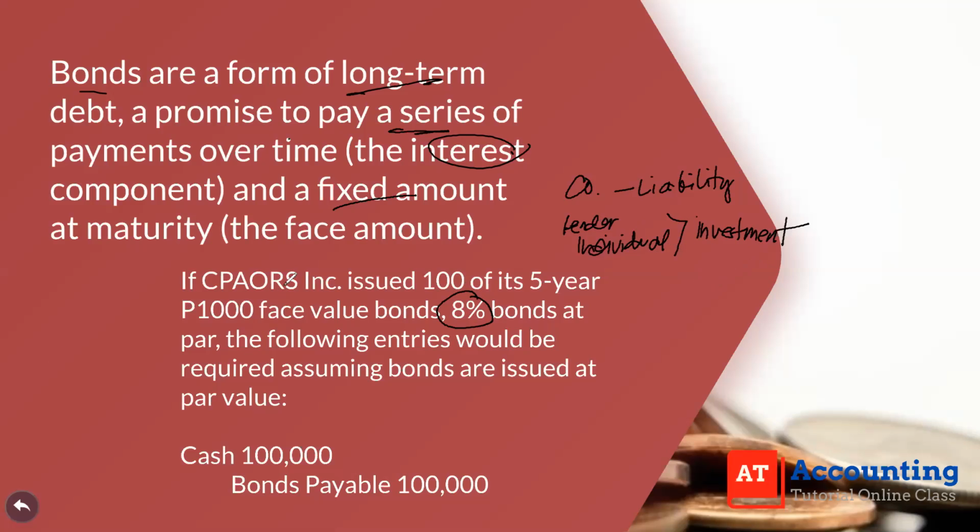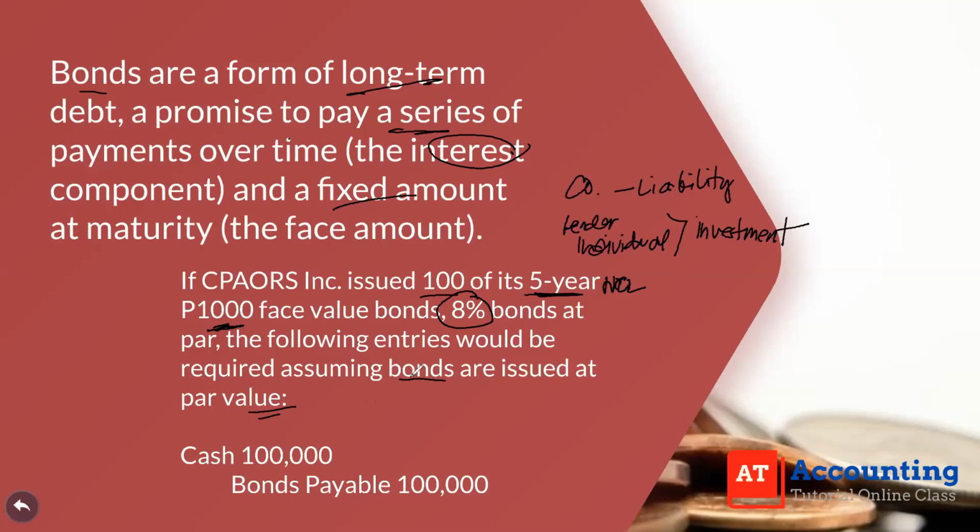If CPA Inc. issued 100 of its 5-year bonds, you can see already this is a 5 year, so it becomes a non-current liability, with a 1,000 face value, meaning per bond it costs 1,000 face value, and with that, the company is willing to give 8% interest when you buy its bonds. So the following entries would be required assuming bonds are issued at par value.